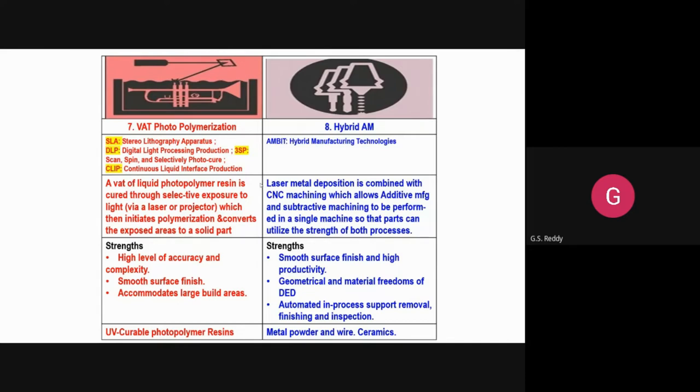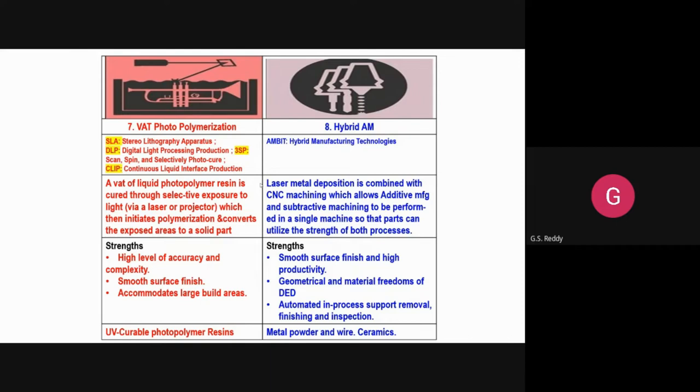That is additive manufacturing, where you build up the product layer by layer. At the same time, since it requires high precision, very accurate machining to very close tolerances is involved. Therefore, we had to resort to subtractive manufacturing, which is the machining process. So here, laser metal deposition is combined with CNC machining, which allows additive manufacturing and subtractive machining to be performed in a single machine, so that parts can utilize the strength of both processes.